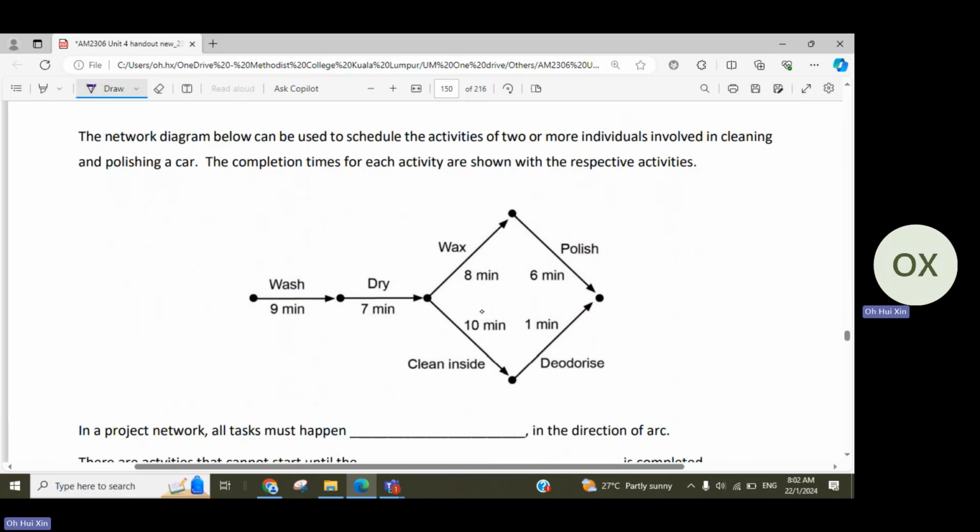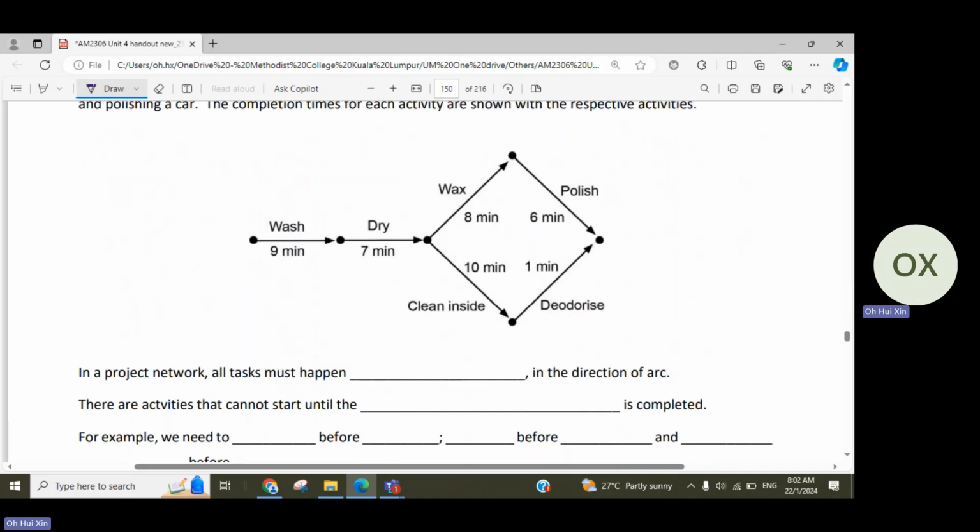So we are talking about a process of cleaning and also polishing a car. You can see that in a project network itself, when we are trying to represent the entire project, that's where you can see direction, right? So all the tasks must happen in sequence in the direction of the arc. Which means that you cannot go washing, then after that you go polishing, then you come back to cleaning inside, then you go back to drying. Okay, so it must continue in sequence.